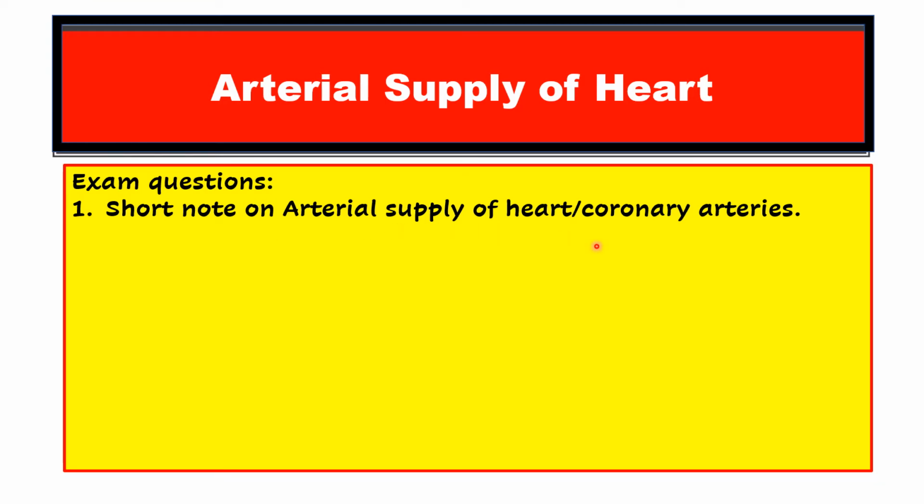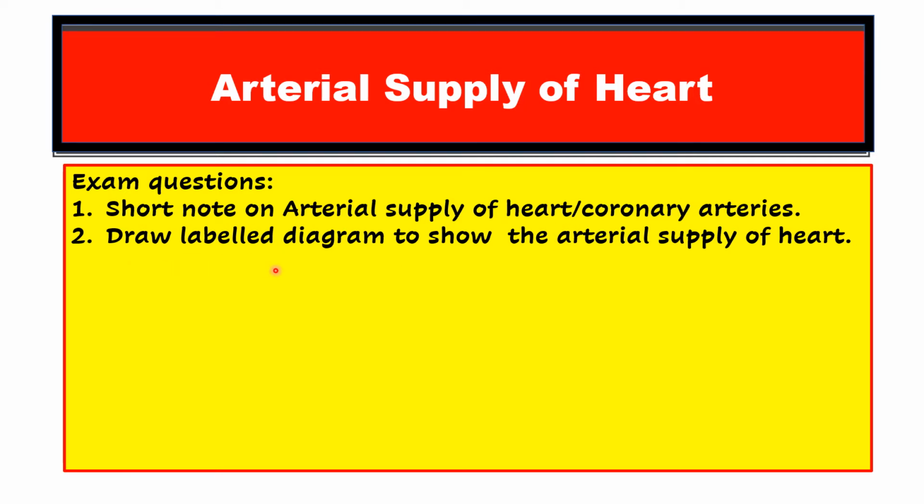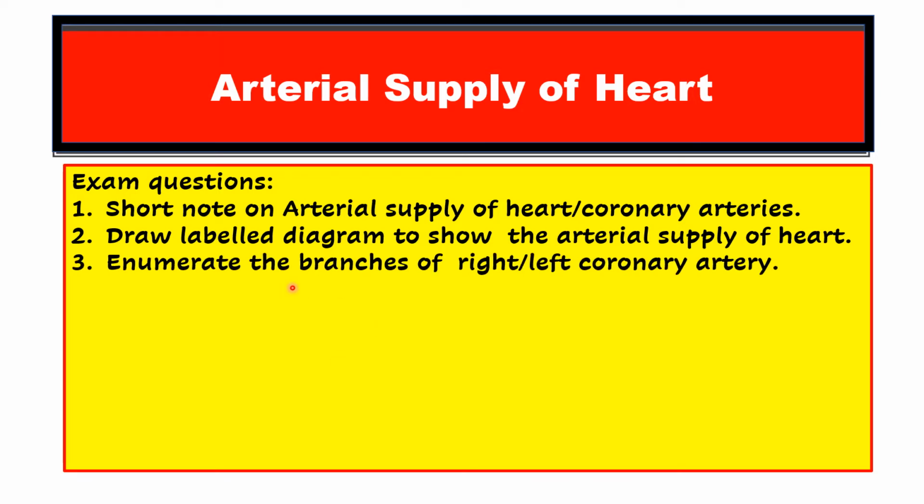You may be asked a long question on blood supply of heart. In that case, you have to write both the arterial supply as well as the venous drainage of the heart. Another question can be to draw a labeled diagram to show the arterial supply of heart, and you can also be asked to enumerate the branches of either right or left coronary arteries.